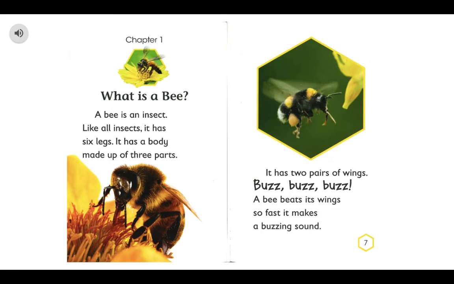Chapter 1. What is a bee? A bee is an insect. Like all insects, it has 6 legs. It has a body made up of 3 parts. It has 2 pairs of wings. Buzz, buzz, buzz. A bee beats its wings so fast it makes a buzzing sound.